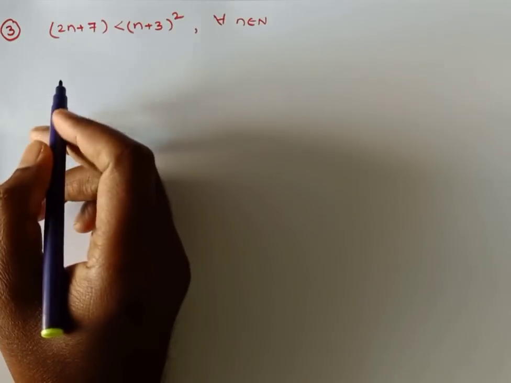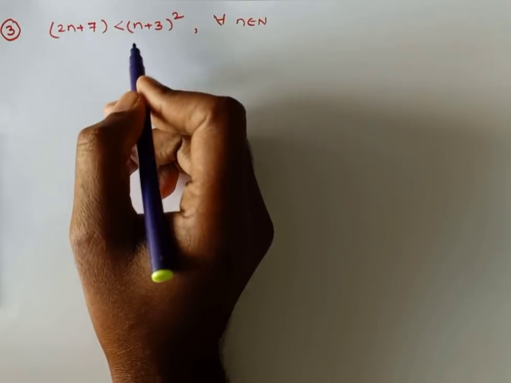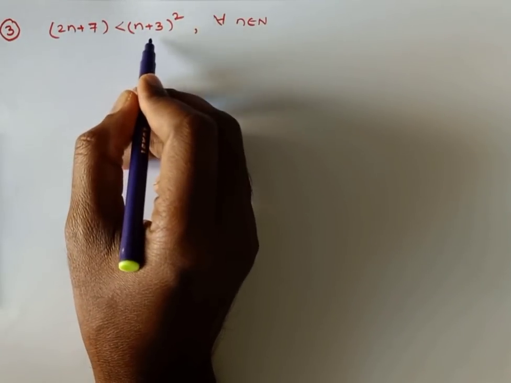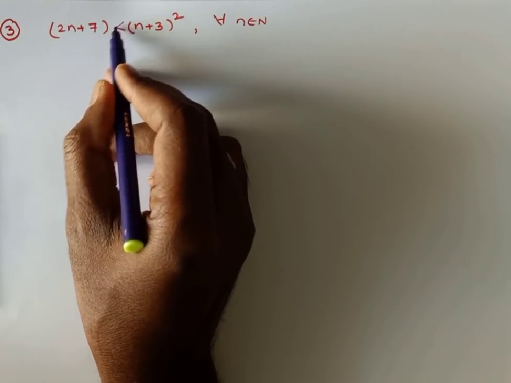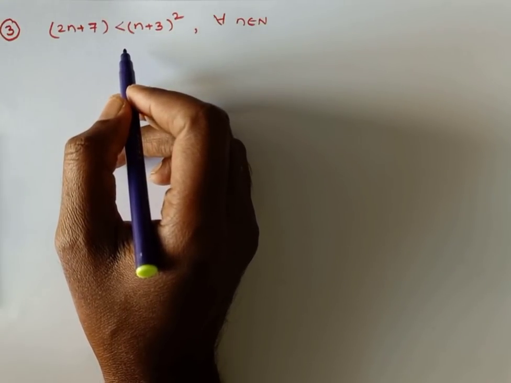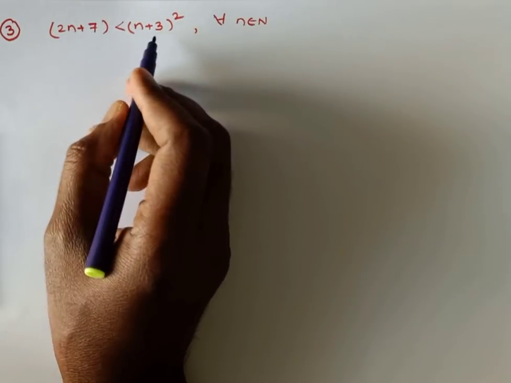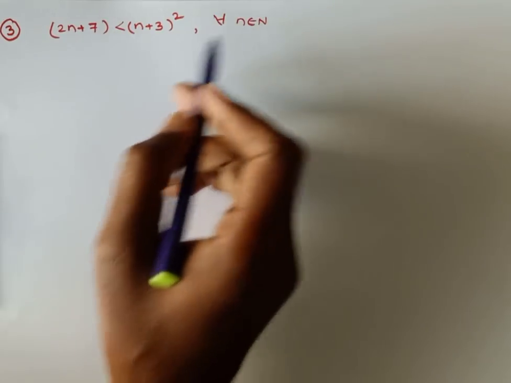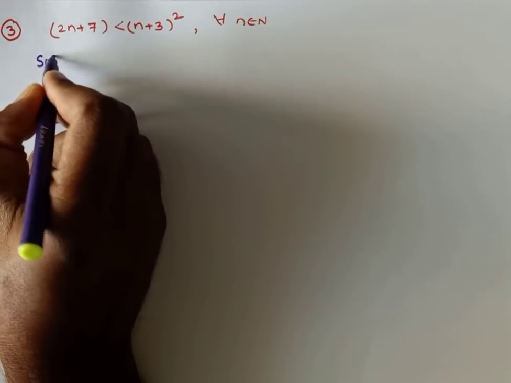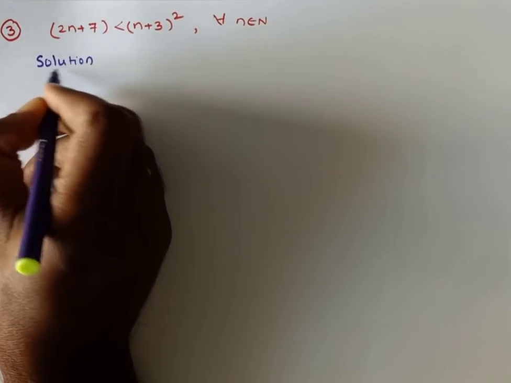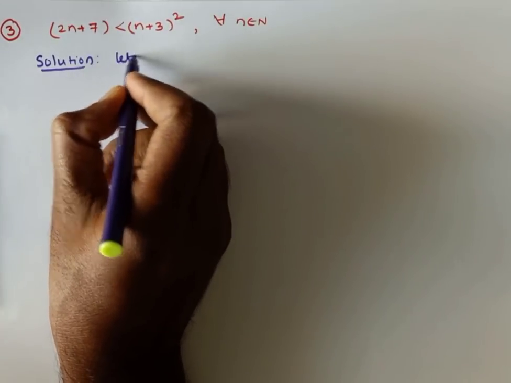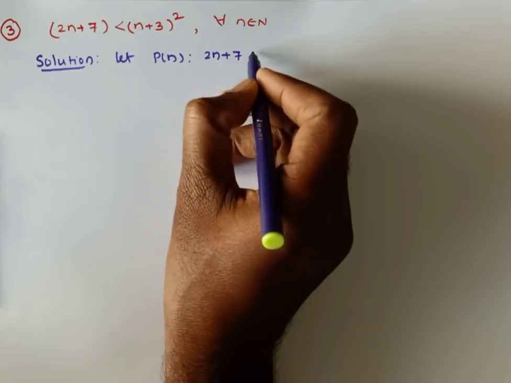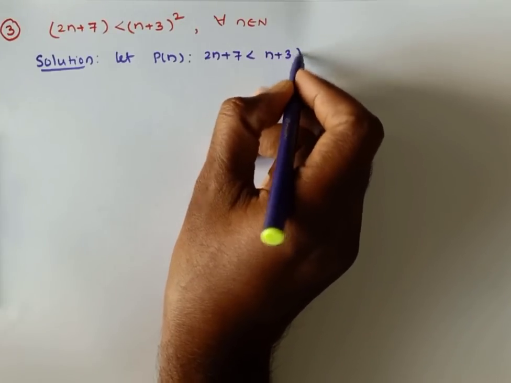So then, the third problem on inequalities using the principle of mathematical induction. Here 2n plus 7 is less than (n plus 3) whole square. Here again it is strictly less than. So by using the principle of mathematical induction, we need to show this is true for all natural numbers. So let us consider the given statement. Let P of n be the given statement, that is 2n plus 7 is less than (n plus 3) whole square.